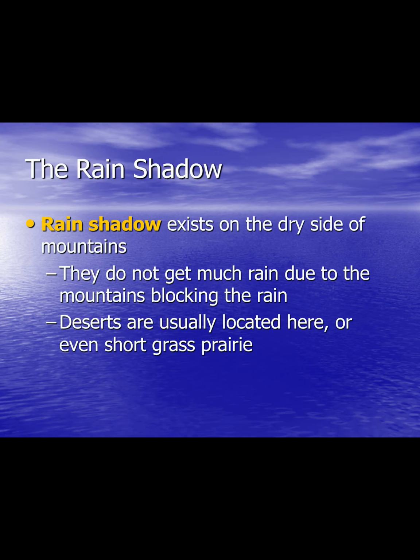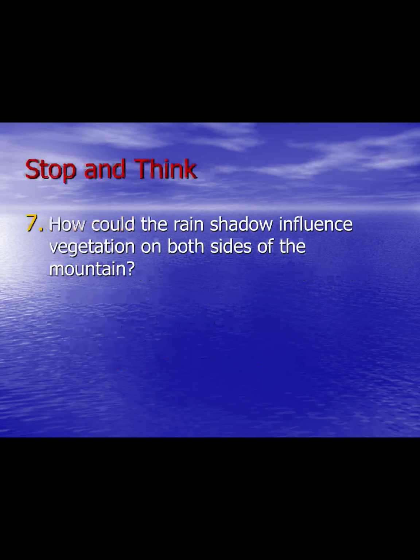So when we're looking at it, the rain shadow exists on the dry side of mountains. Okay? They don't get as much rain due to the mountains blocking the rain. It is condensed and falls in the form of precipitation on the windward side of the mountains. So in our state, we tend to find deserts located on the leeward side of the mountains. Okay, that is what we're talking about when we are talking about the rain shadow effect.